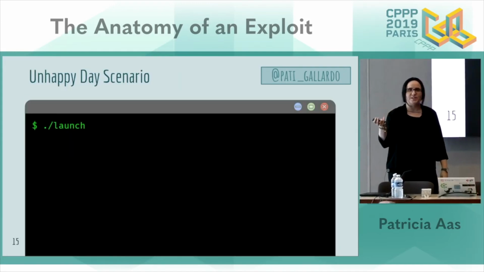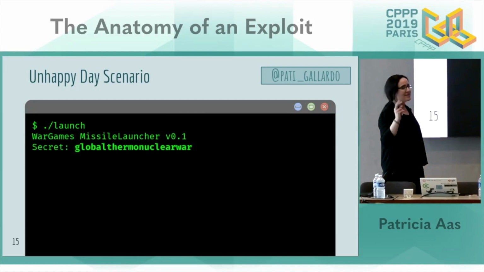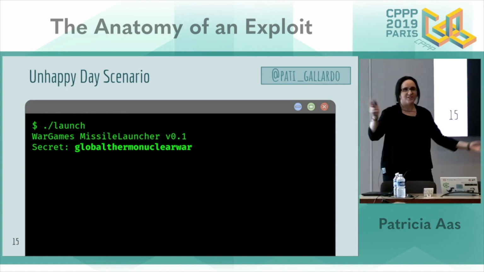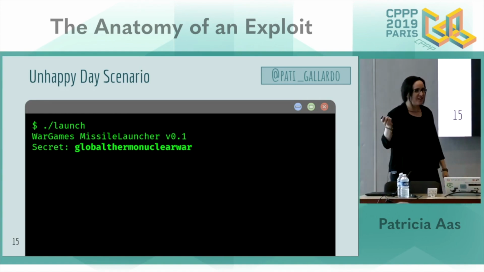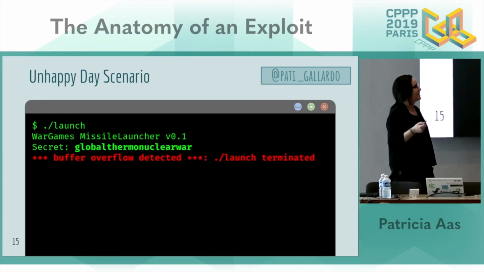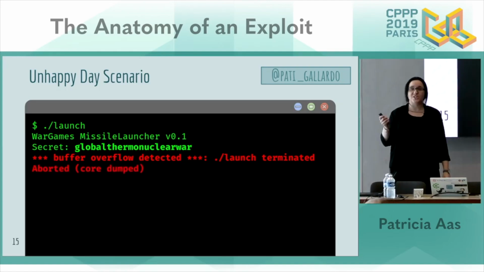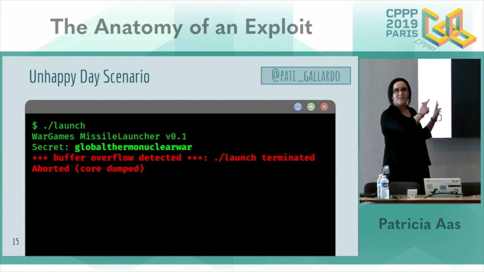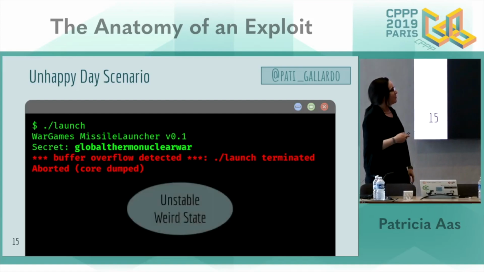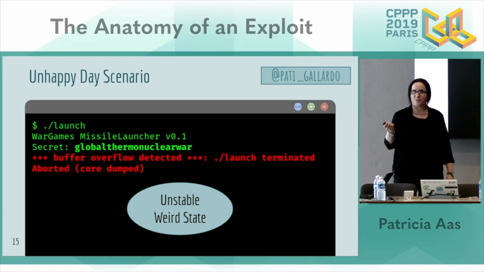So now we want to trigger some weird state. The thing is that the stack allocated buffer to take the secret is only 8 characters long. So let's just try to put in a much longer string. And global thermonuclear war turns into buffer overflow detected, launch terminated. Aborted, core dumped, which is very unfortunate because we actually wanted to do some exploitation with our fancy string here, so that didn't work. But we did achieve an unstable weird state, which caused our program to crash.